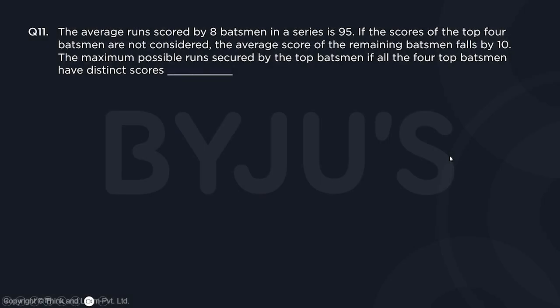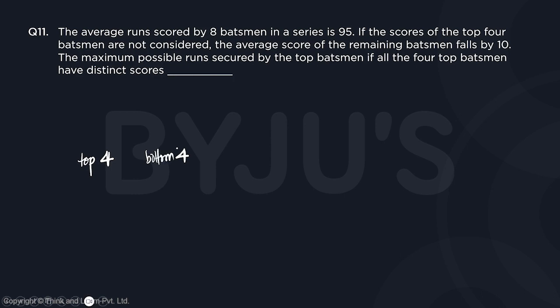Question number 11. The average runs scored by 8 batsmen in a series is 95. If the scores of the top 4 batsmen are not considered, the average score of the remaining batsmen falls by 10. So we have 8 batsmen overall. And if we consider the first 4 and the last 4, the bottom 4, so we're talking about the top 4 and then the bottom 4.